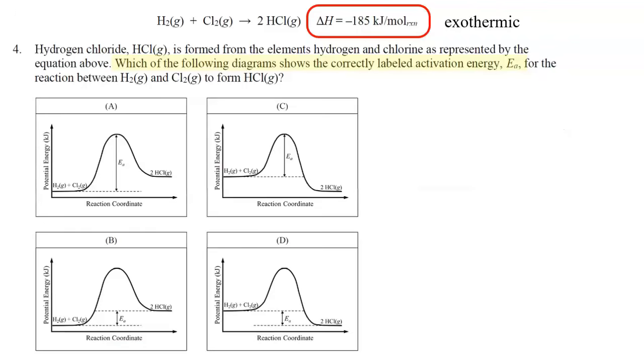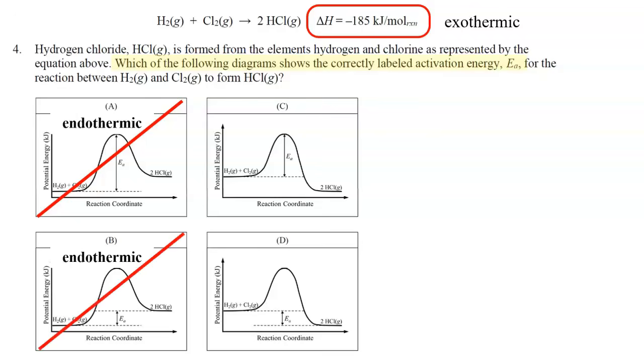Let's go ahead and eliminate the 2 energy diagrams that are actually classified as endothermic, because we know that this reaction has a negative delta H and is classified as exothermic. Let's eliminate choice A, because that diagram shows an endothermic process. And let's also eliminate choice B for the same reason. The diagram shows that that process would be classified as endothermic.